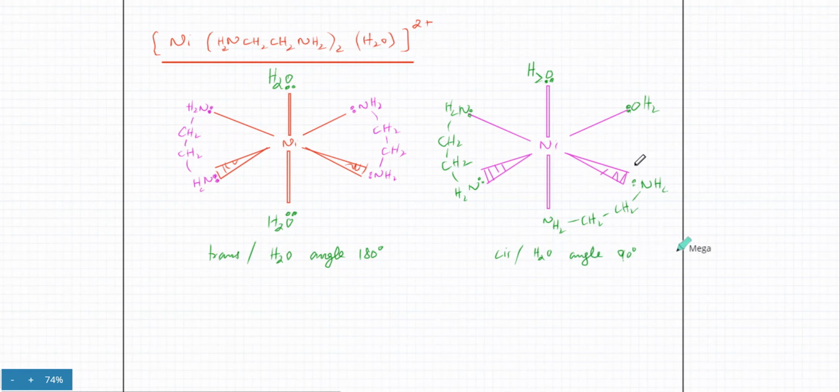So these are the two. You could be given any question about this cis and trans arrangement. Remember this, that it only happens in octahedral complexes and square planar complexes. Otherwise, it's usually not happening.